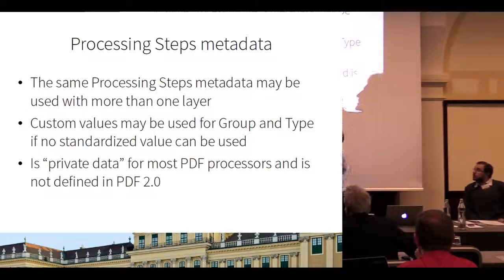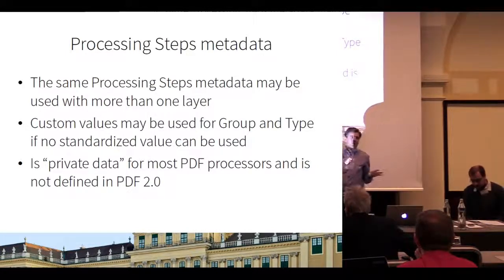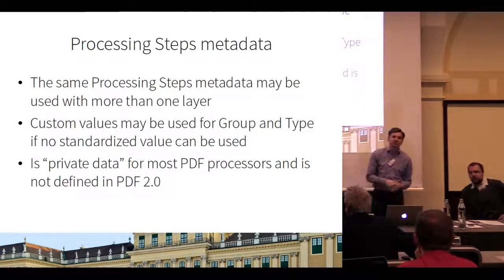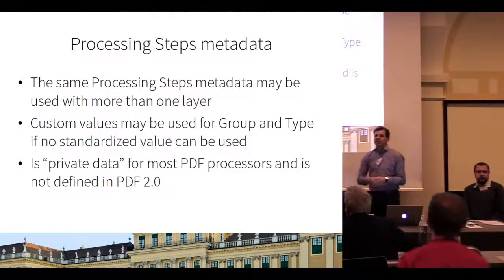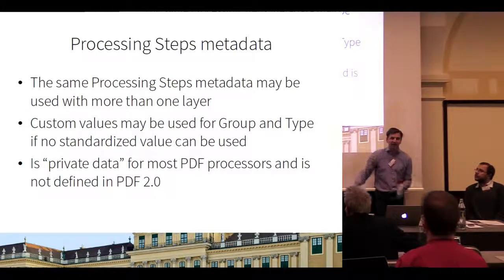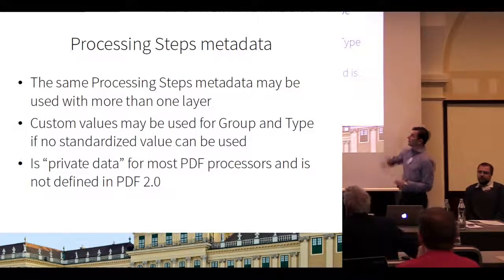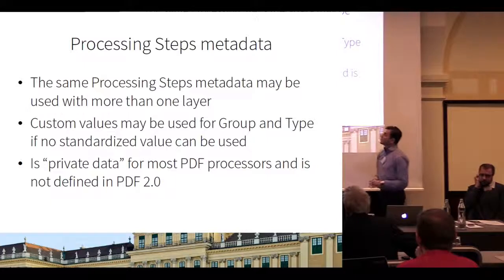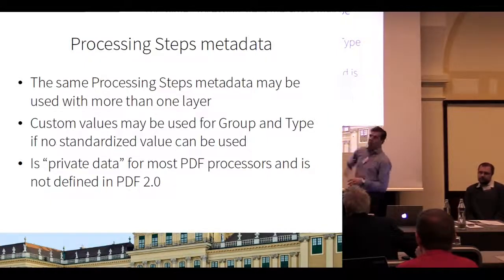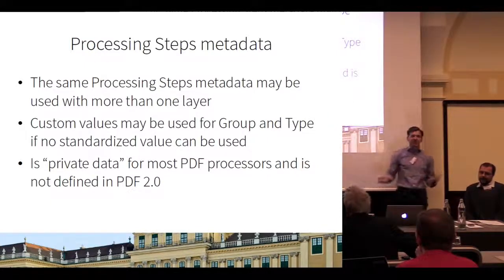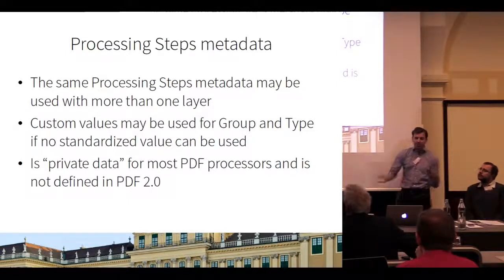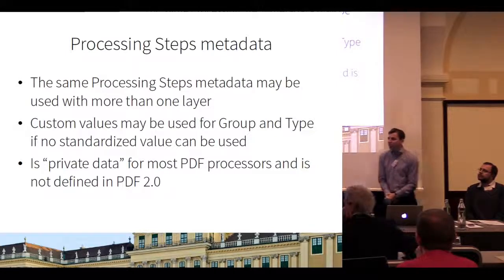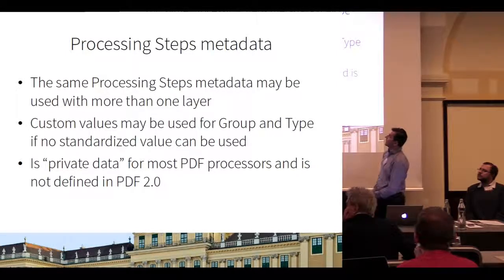This is the second point here. It is also possible, if you say, okay, I want to use processing steps, but there is no way to use any of the predefined strings, then you may also introduce your own. So it is allowed to use custom values for groups and for types, if you think that makes sense. Of course, if you want to be interoperable with somebody else, you would have to discuss this beforehand. But it is allowed in the standard.